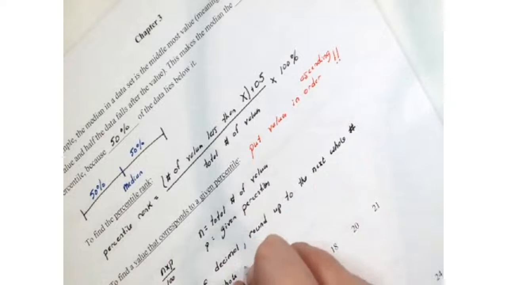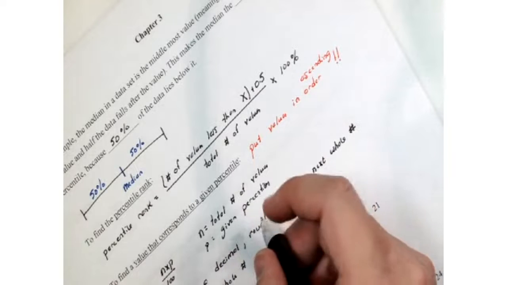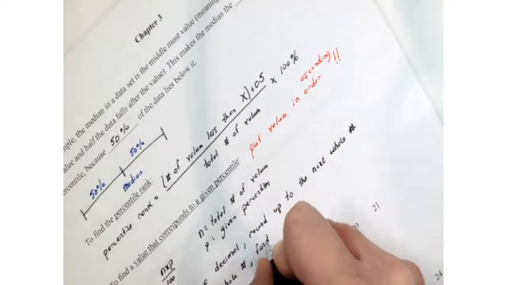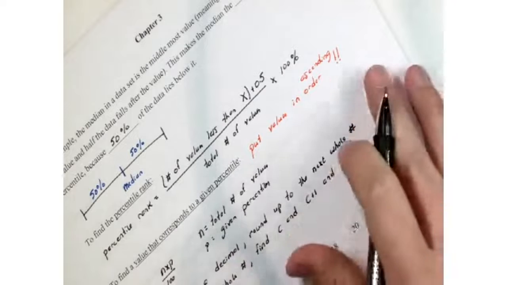And if C is a whole number, find the value between C and C plus 1 by taking the average. I don't know why, it's just kind of a rule.